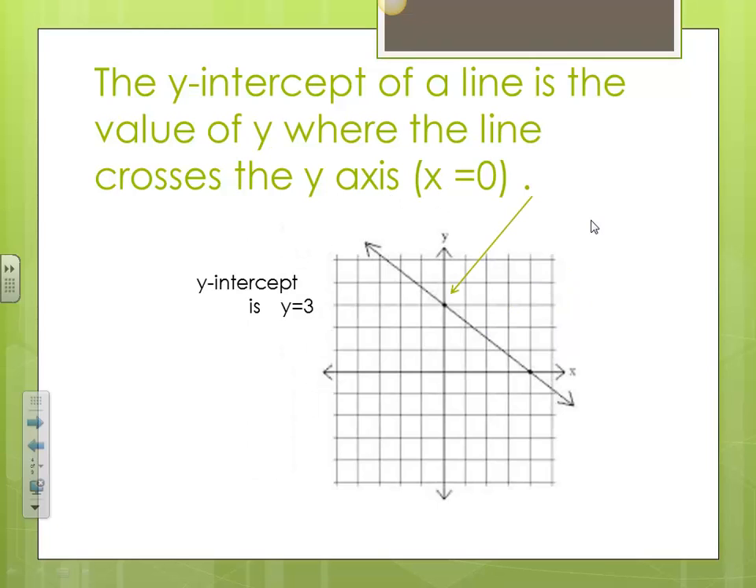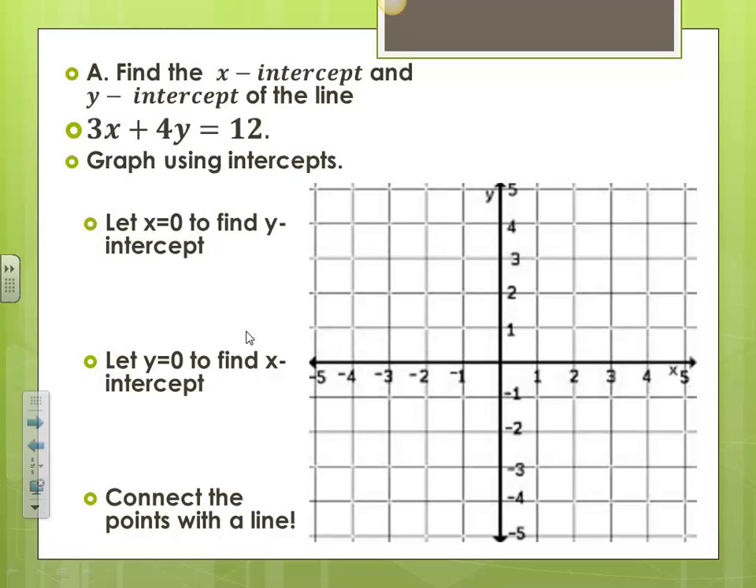The y-intercept of a line is the value of y where the line crosses the y-axis. At this point, x equals 0. I have an arrow drawn to where the line crosses the y-axis, and you can see here that y equals 3. So the y-intercept is 3.